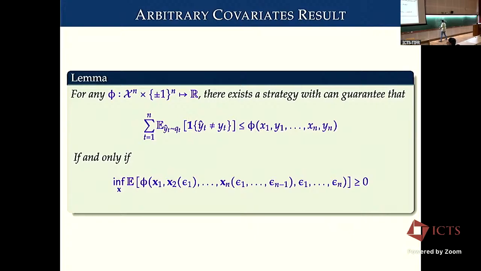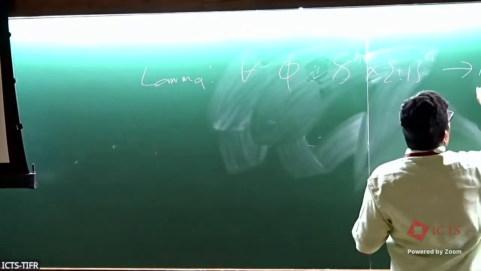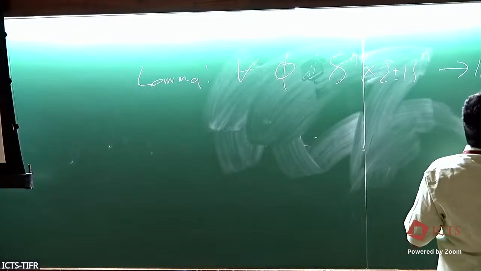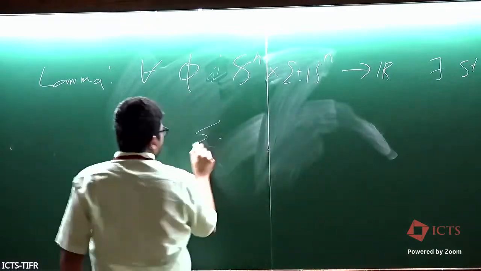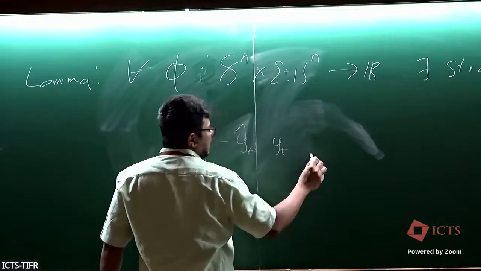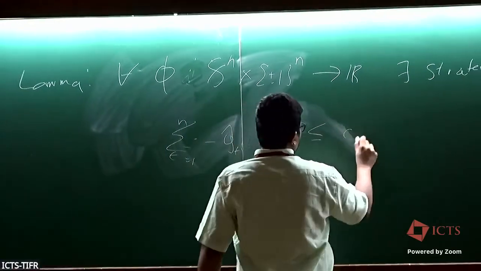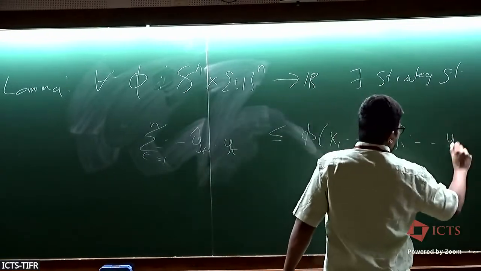So I'll just write the lemma here. For all phi that maps from script x to the n cross plus minus 1 to the n to reals, there exists a strategy such that the sum from t equals 1 through n of minus y hat t times y t is less than or equal to phi of x1 through xn, y1 through yn.